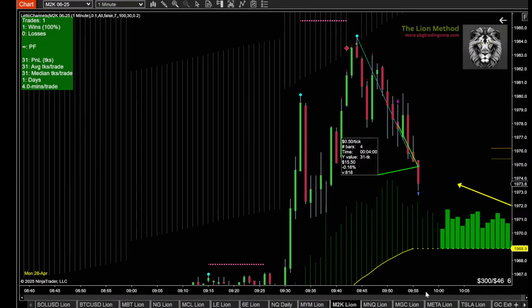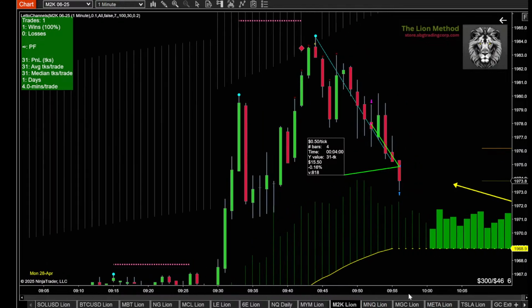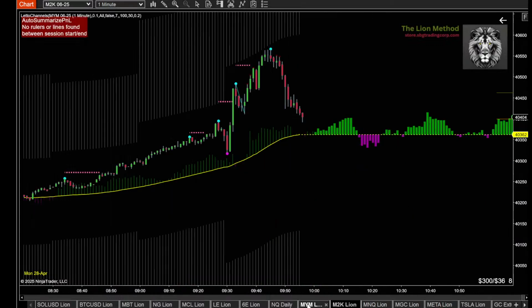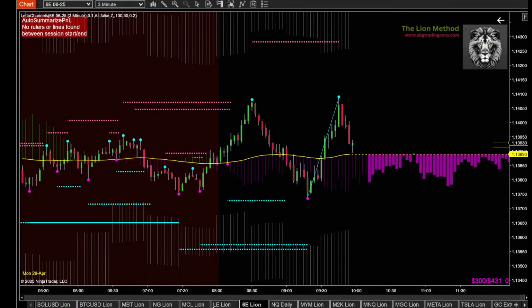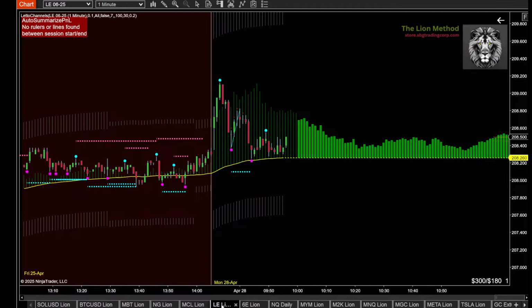All right, 15.5 bucks per contract on the micro. I think I did 8 contracts, so we're up $124, somewhere around there. Where else? What else? What other damage can we do to the market? Whose money can we take?